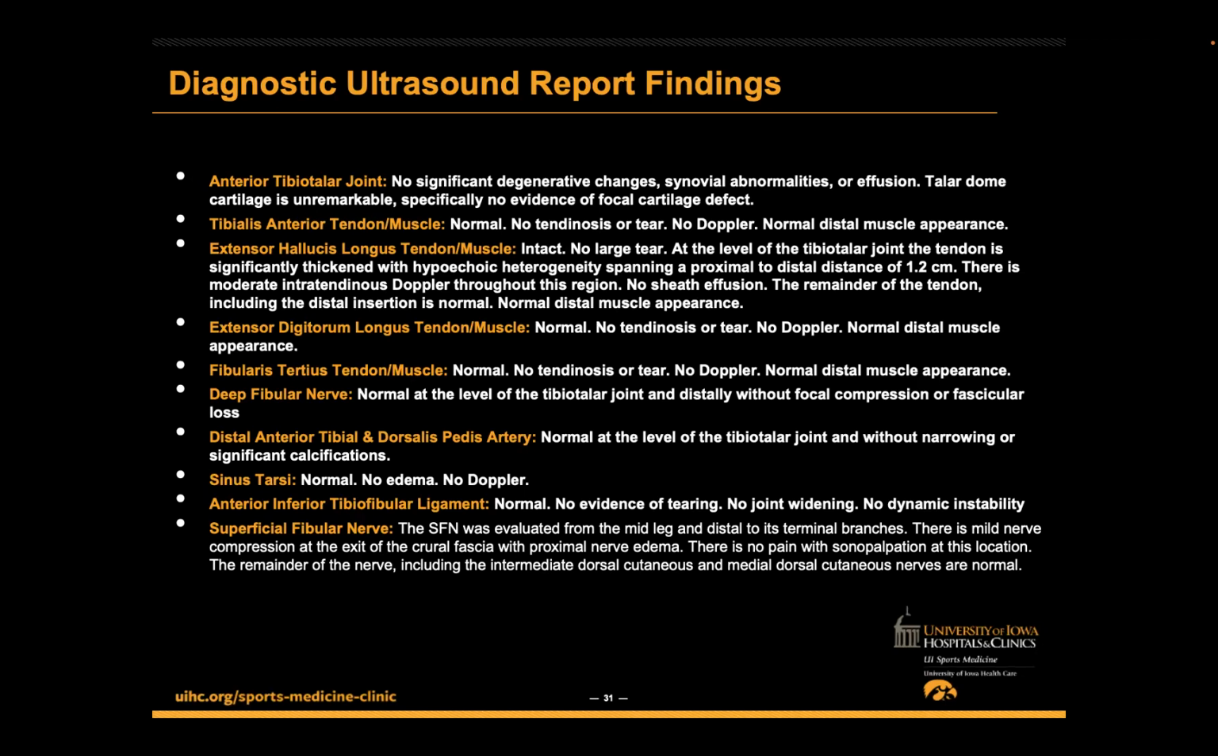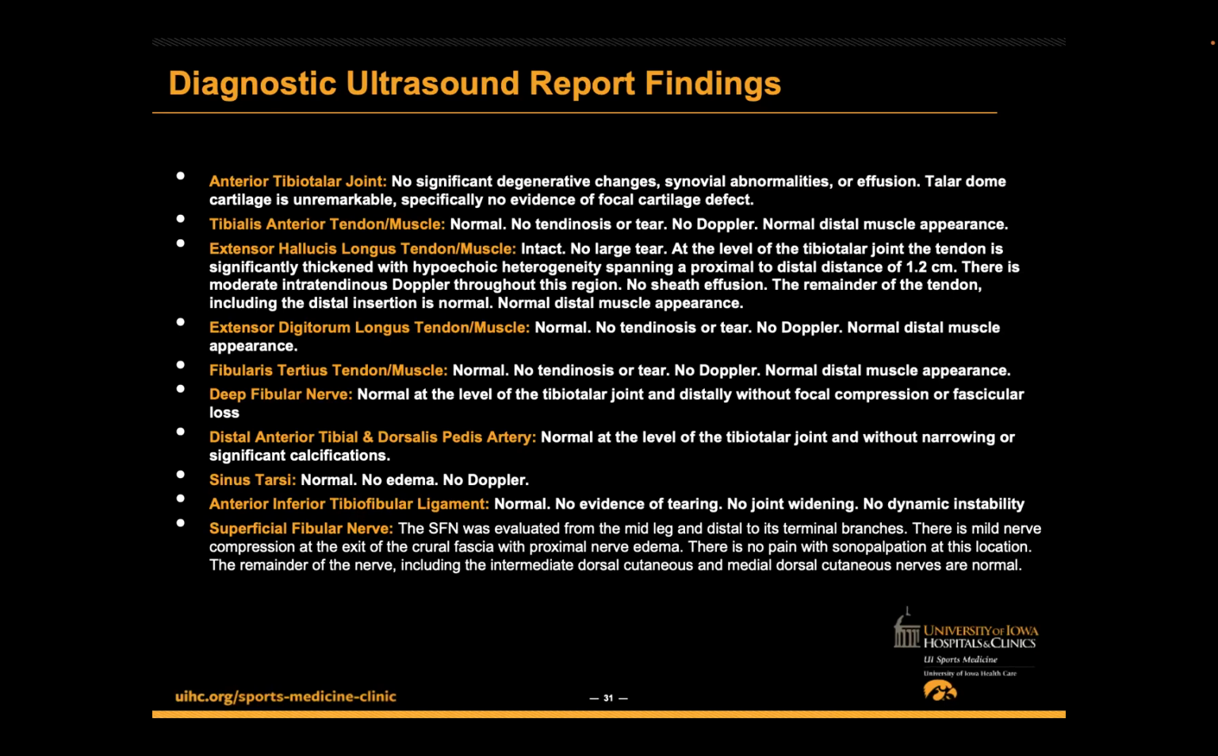The extensor hallucis longus tendon and muscle was intact. There was no large tear. At the level of the tibio-talar joint, the tendon is significantly thickened with hypoechoic heterogeneity, spanning a proximal to distal distance of 1.2 centimeters. There is moderate intratendinous Doppler throughout the region, no sheath effusion. The remainder of the tendon, including the distal insertion, is normal, with normal distal muscle appearance.